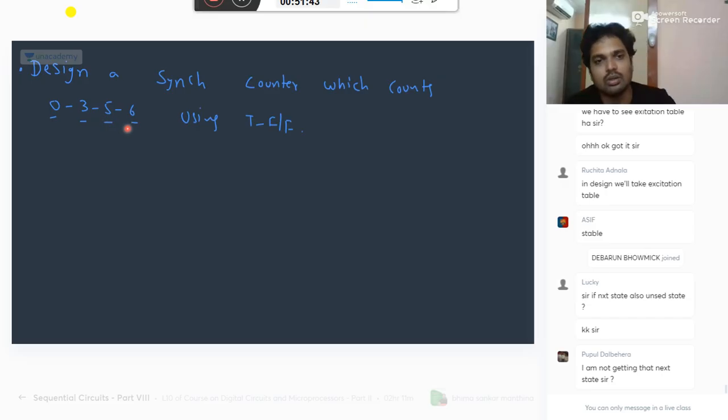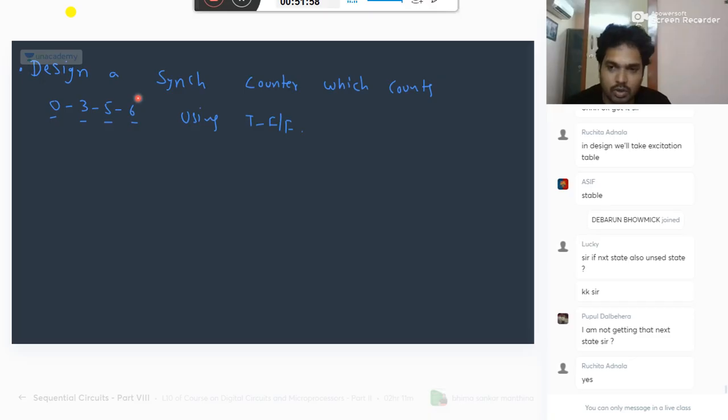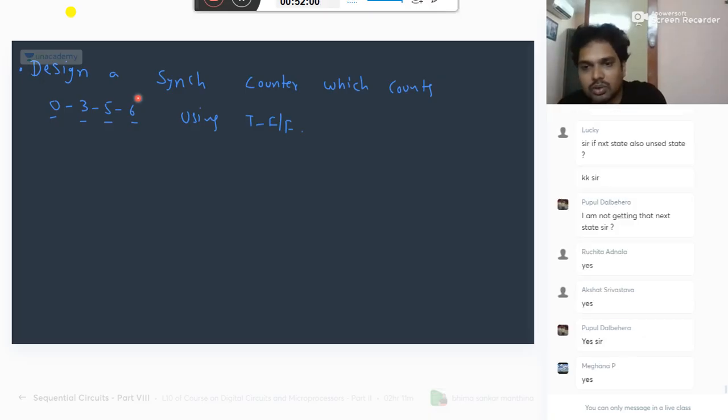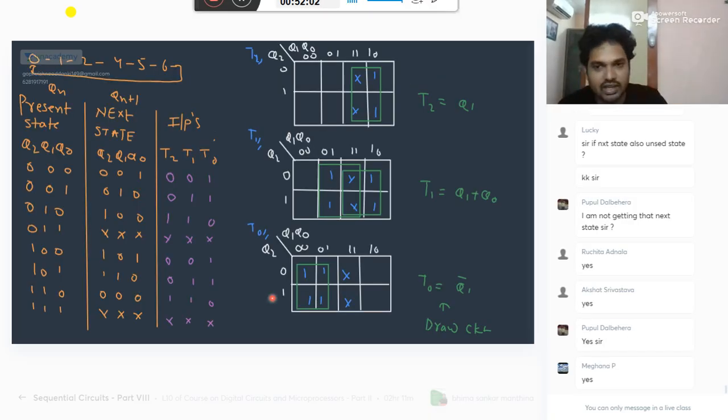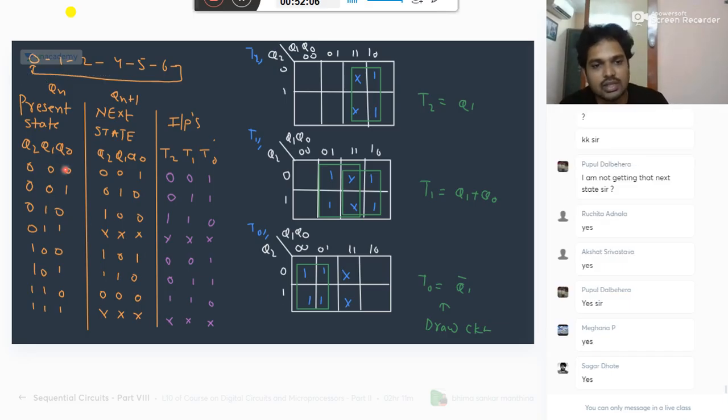Wait, Pupul, I will explain, don't worry. So if you design this with 2 flip-flops, there is no chance of lockout problem. But what is the disadvantage? You need an extra converter circuit. In this particular case, for example, you can do it with 2 flip-flops also. Suppose you made it with 3 flip-flops. Pupul, I will explain it again in this case also, so don't worry. So what is the design you need to make here?